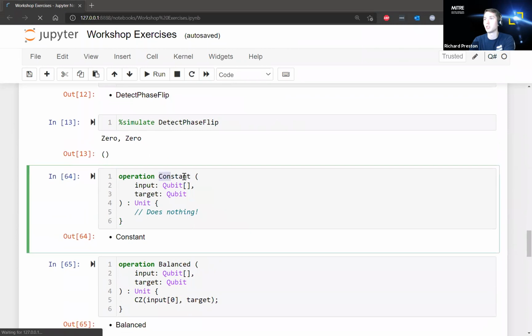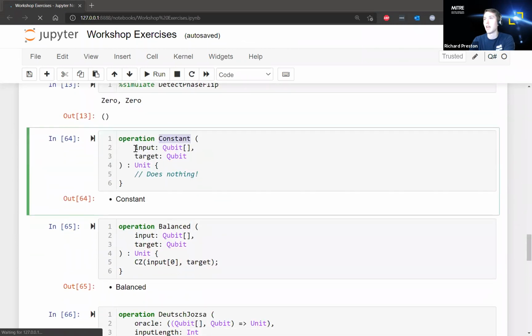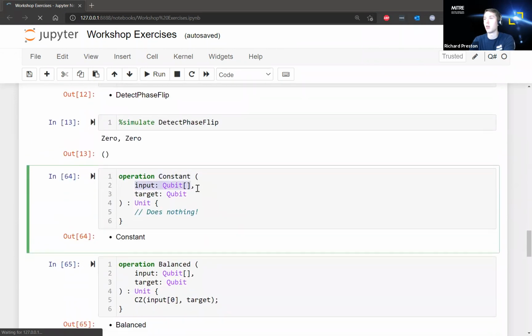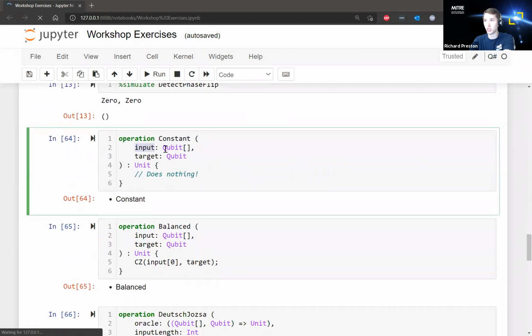Create an operation which is constant. The syntax is a little bit weird because I'm breaking it over multiple lines, but all I'm doing is saying I'm going to have two arguments. We're going to have an argument called input, which is a qubit array or qubit register. Like we said, we have n qubits, n inputs. We don't know how many. And we have a target qubit, which is another argument to the operation. And this is constant. One way of implementing a constant oracle is it does nothing. That's constant. It always does nothing. It always outputs 0, basically.